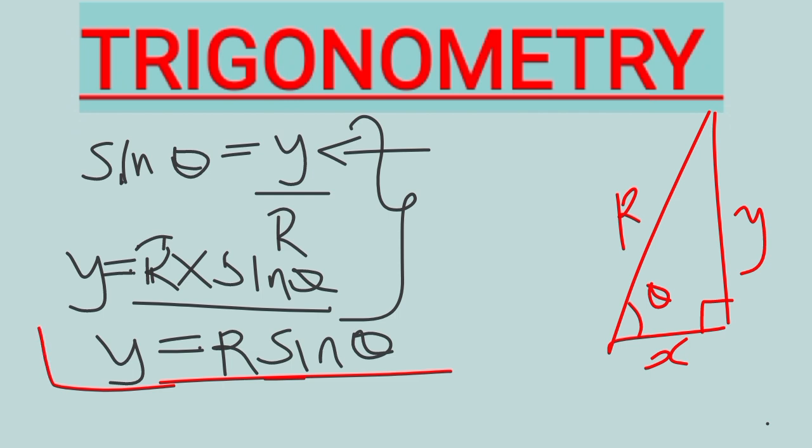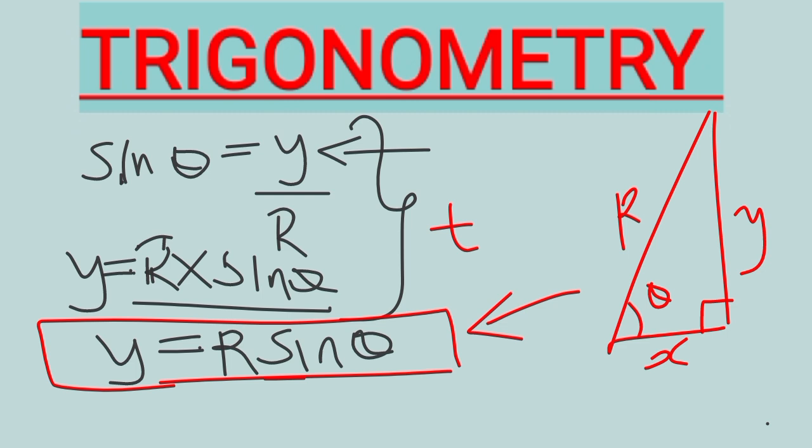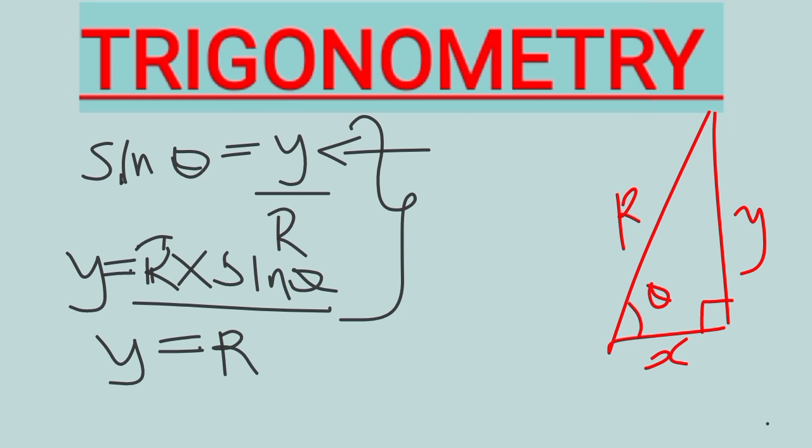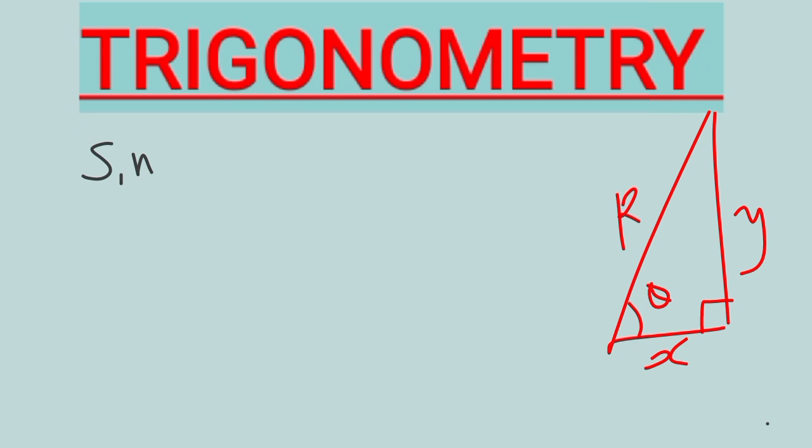This one is going to help us come up with the first identity of tan theta. Take note of that: y is equal to r sine theta. So let us now find also for cos. We have seen that y is equal to r sine theta, so let us also put it there. For y, you will find that it is r sine theta.